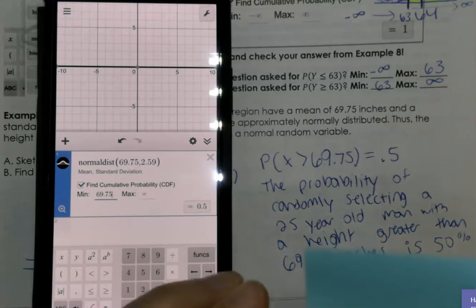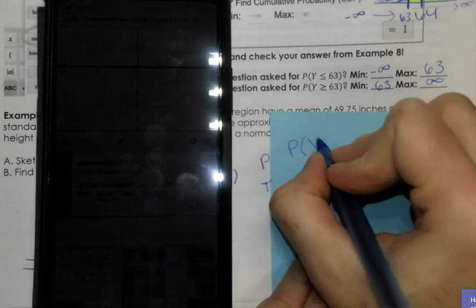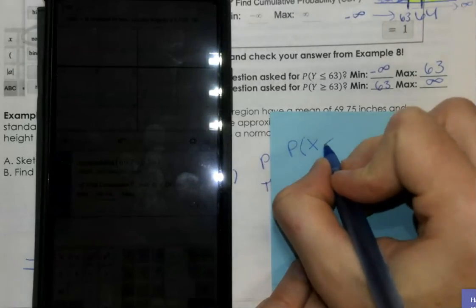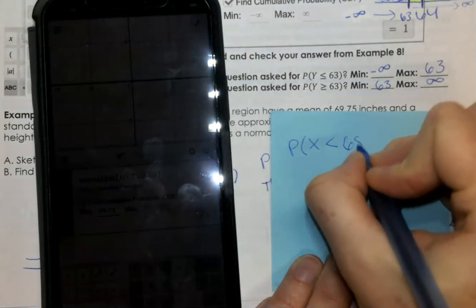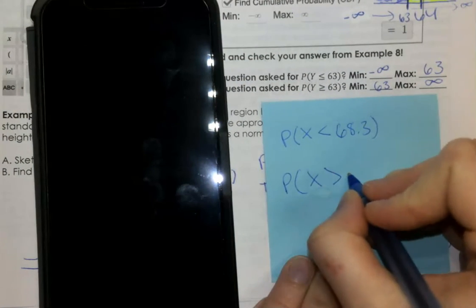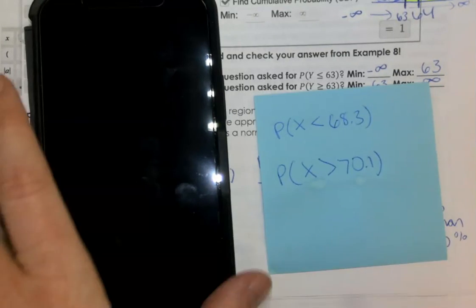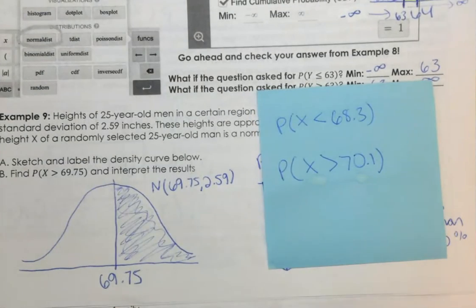All right, I want you guys to go ahead and try the probability of x is less than, let's see, 68.3, and then try the probability of x is greater than 70.1. So go ahead and try those, put your answers into Edpuzzle, and check your work. All right, let me know if you have any questions.